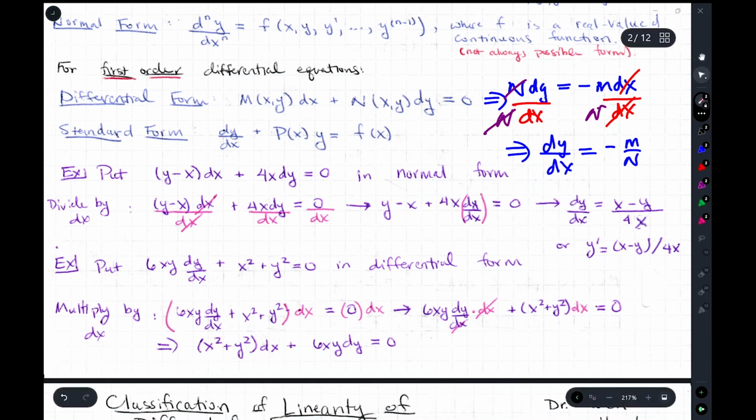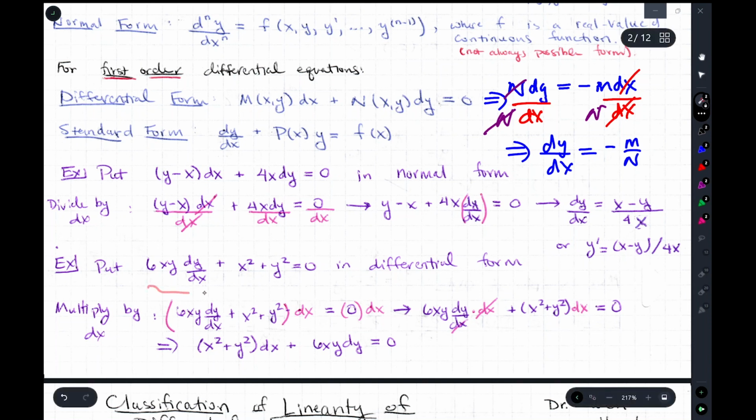So let's look at some concrete examples of going back and forth from differential form. So here we see this equation. We want to put it in normal form. We basically follow this algorithm that I did generally, but this time with specific values for m and n. And of course, we'll divide by dx, and then we'll get our dy/dx that way. And then we move y minus x to the other side, which becomes x minus y if you move both to the other side, and you'll divide by 4x, and you basically get this expression right here. And we just now converted the differential form of this specific differential equation into normal form.